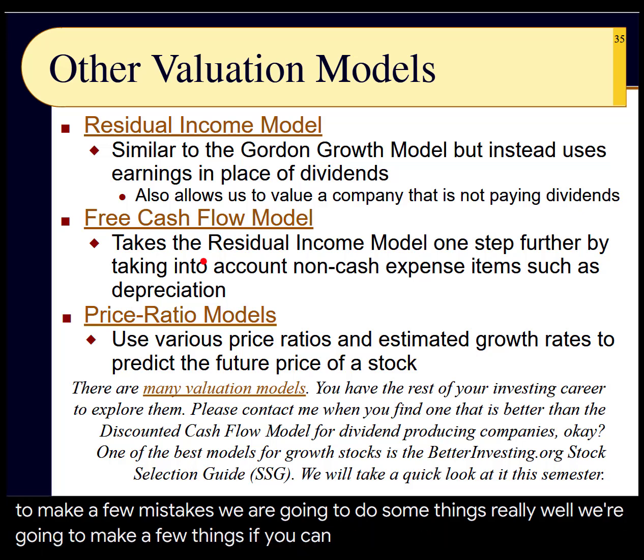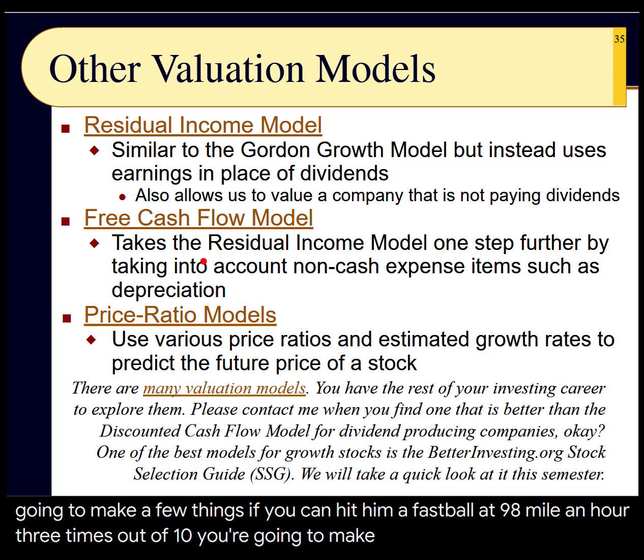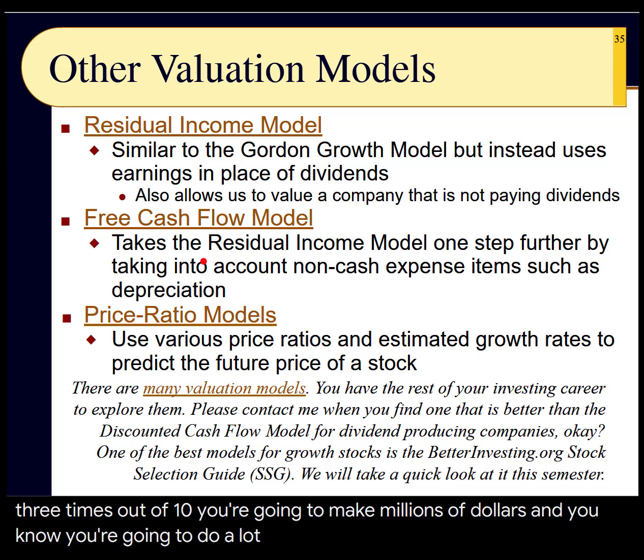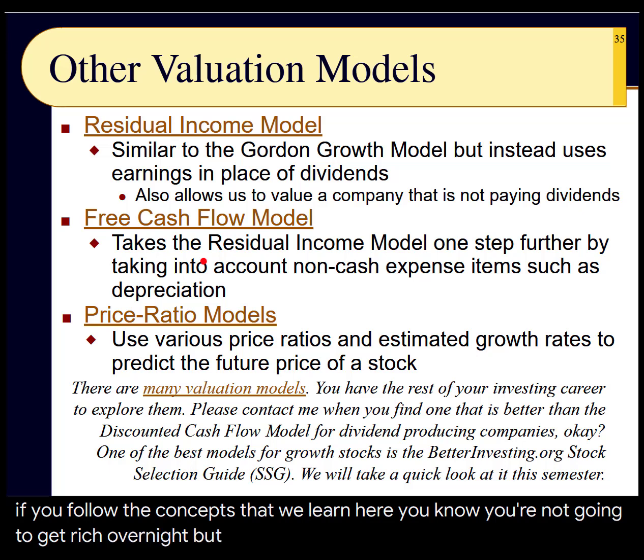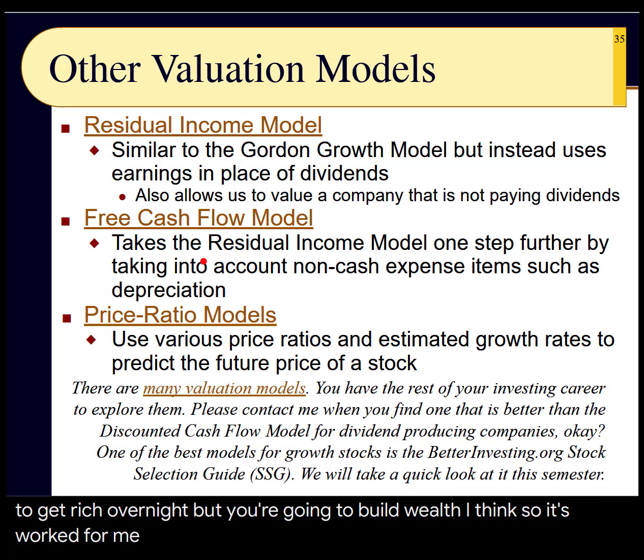Think about it, folks. If you can hit a fastball at 98 miles an hour 3 times out of 10, you're going to make millions of dollars. And you're going to do a whole lot better than 3 out of 10. Trust me. If you follow the concepts that we learn here, you're not going to get rich overnight, but you're going to build wealth. I think so. It's worked for me so far, and I'm old.